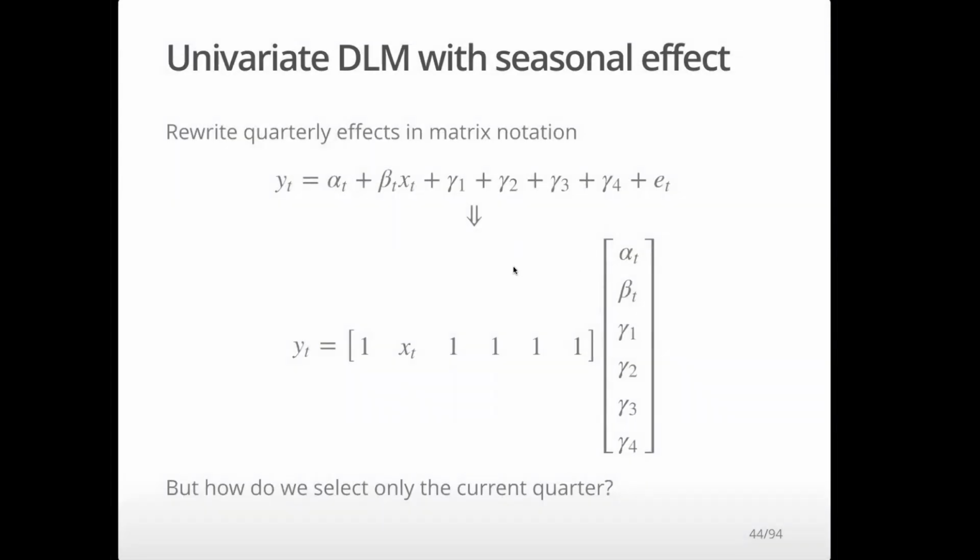And if we did that, we could rewrite it in matrix notation. So we have a 1 in front of this alpha, pull that down. We have an x, and I should have rewritten this. So x is, imagine it's in front of beta, pull that down. And then all these gamma terms just have 1s in front of them. So we pull that out, and then we'd have our parameter vector here. But we're still dealing with this situation where this model now, every time step has all 4 quarter effects, and that's not what we want. We only want 1 quarter effect at a time.